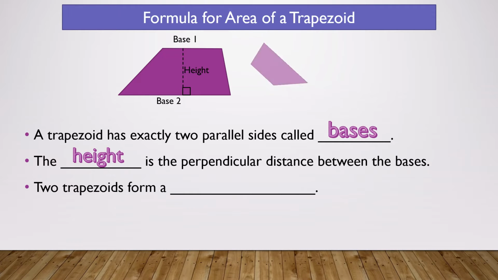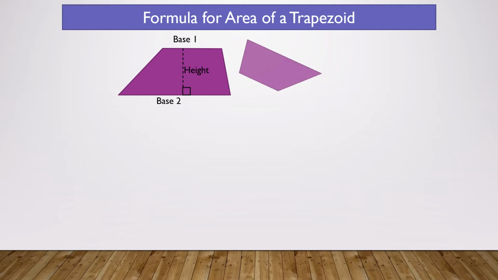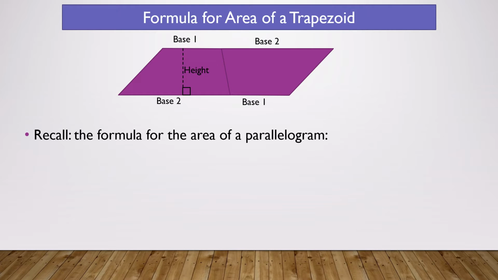Two trapezoids, if we put them together, they actually form a parallelogram. So we're going to take that first trapezoid and basically flip it over. So we have base 1 on the bottom now and base 2 on the top. Keeping that in mind, we have our parallelogram.